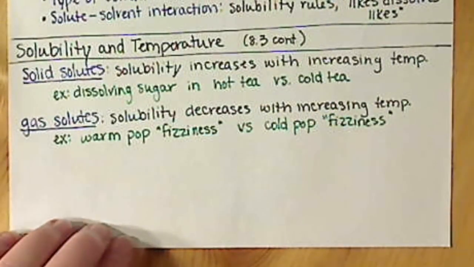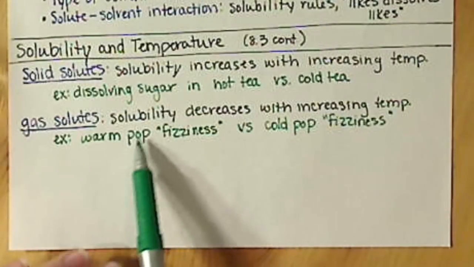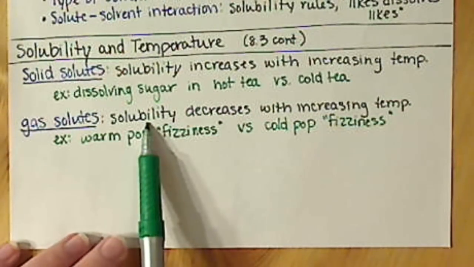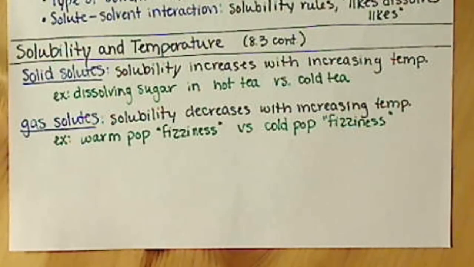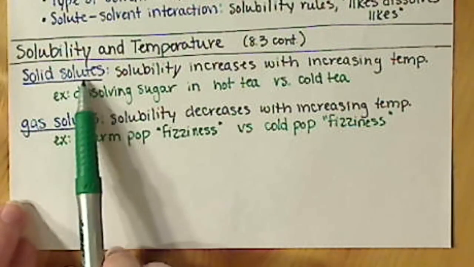It's part of the reason why whenever you order a pop at, say, a restaurant, they're always going to serve it over ice, because for most people, the reason why you drink pop is to get that carbonated fizziness. So to maximize it, you want to get that drink as cold as possible, because as long as it's cold, the solubility is high, meaning you can get more carbon dioxide dissolved into your water and other things. So gas solutes have the opposite effect of temperature on the solubility than the solid solutes.